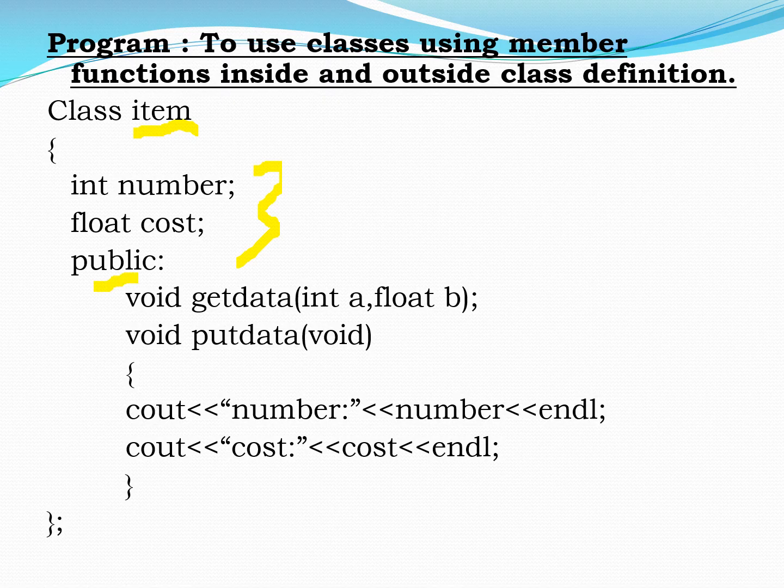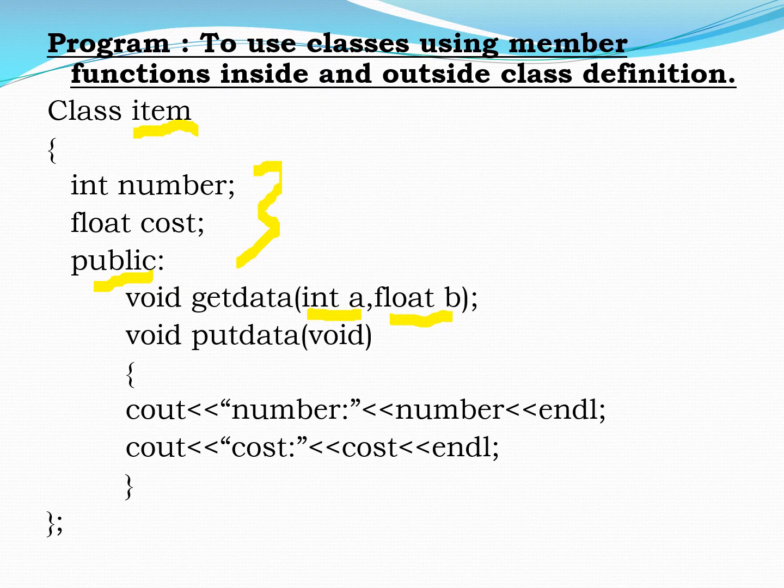Under public, I have created two member functions, that is getData and putData. How many member functions? Two member functions. In getData, I have passed two arguments, that is int a, float b. You have to clearly observe here. The arguments are separated by using a comma operator.